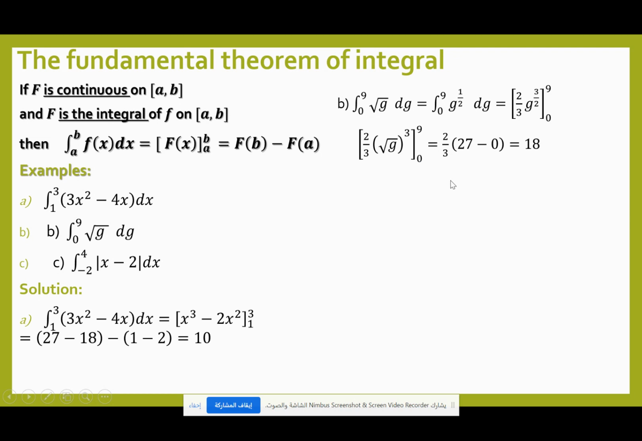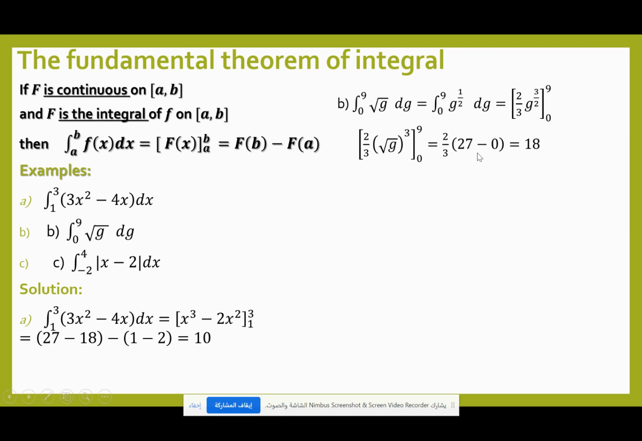How do we calculate that? Keep 2 over 3 outside and replace x instead of 9 here. If you find its square root, you will get 3. If you multiply the 3 three times, you will get 27. Then minus, according to the rule of the fundamental theorem in the definition.